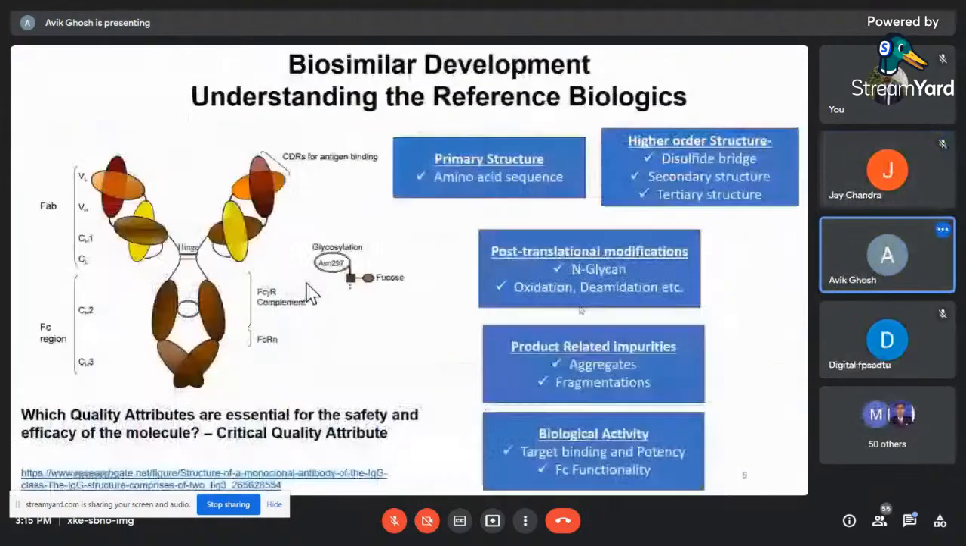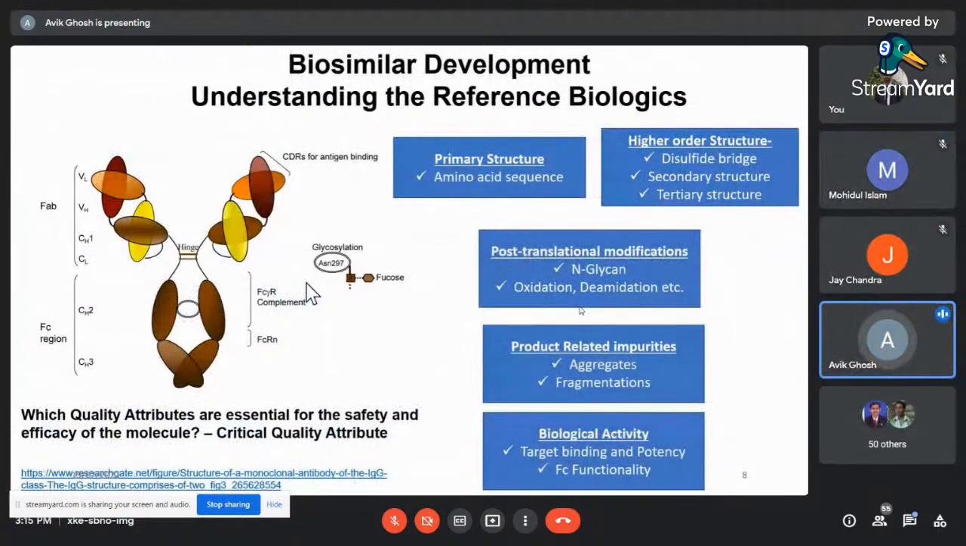So the first part, as I mentioned, is the understanding of the reference biologics. Here I have shown a monoclonal antibody. Most of the marketed biologics and biosimilars are monoclonal antibodies, IgG1. There are a few IgG2 and IgG4 that are coming into the market, but mostly it is IgG1 mAbs, monoclonal antibodies.